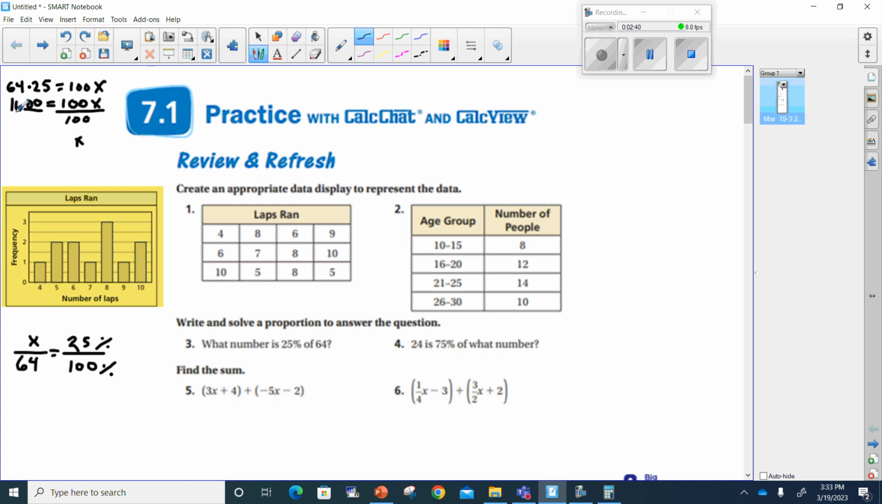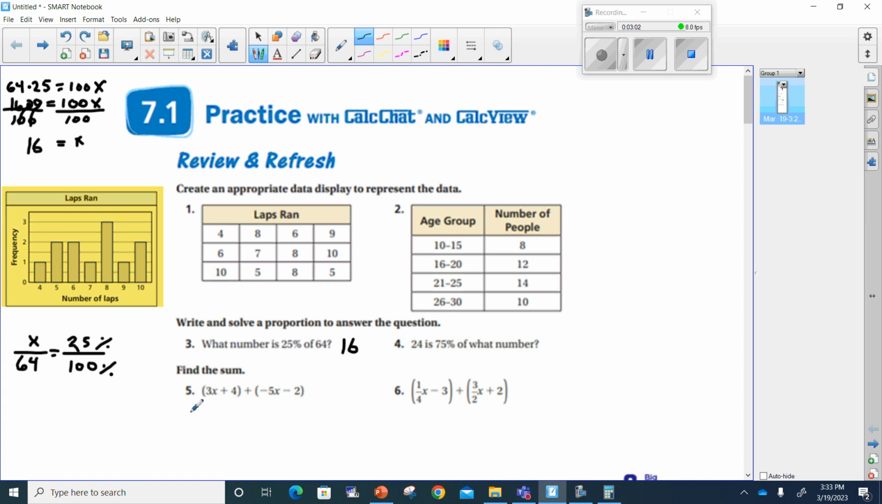And whatever I divide from one side, I do the other. Remember, there's a 0 on top and 0 on the bottom, and cross them out. I have 16 over 1, so that means my answer has to be 16. So what number is 25% of 64? 16.